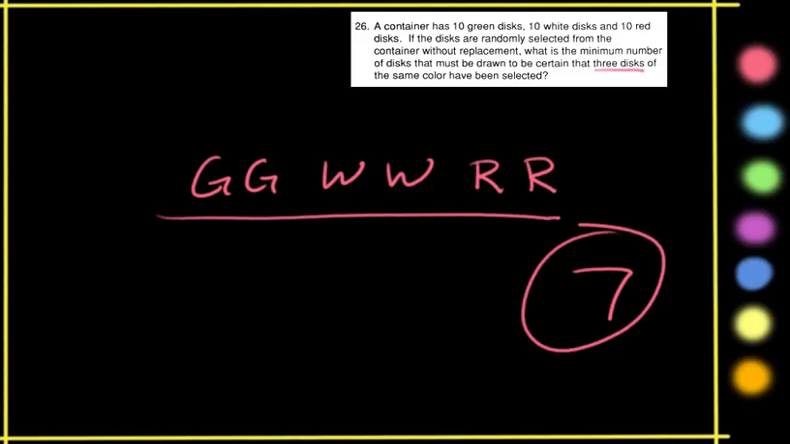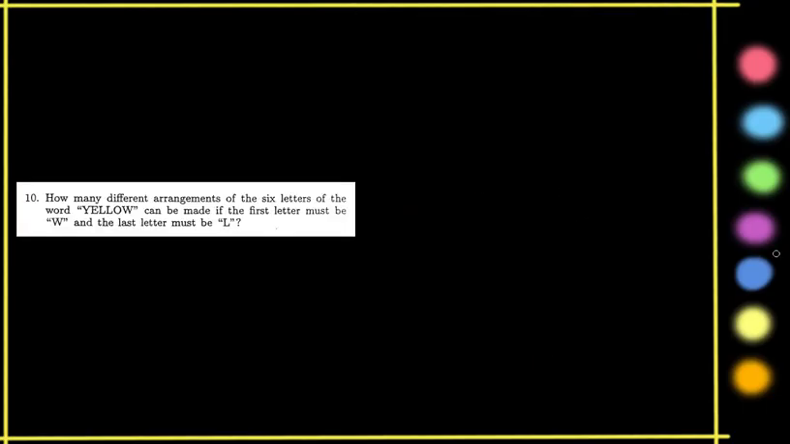All right, let's take a look at the next one here. So this one says, how many different arrangements of the 6 letters of the word yellow can be made if the first letter must be W and the last letter must be L? Okay, so you've got this number of arrangements. We know how to do this.